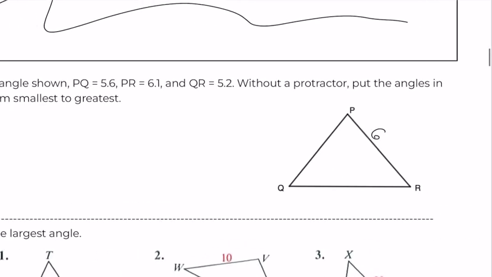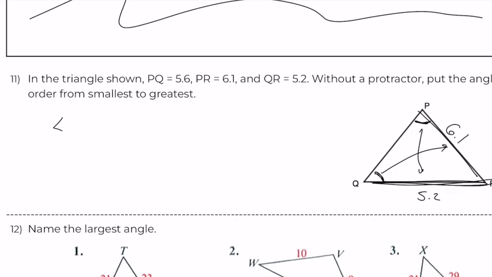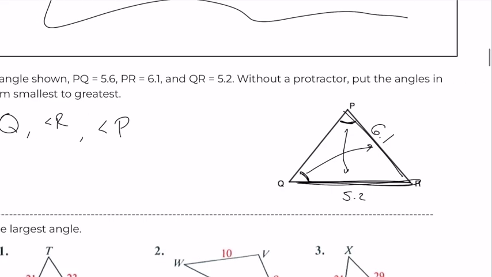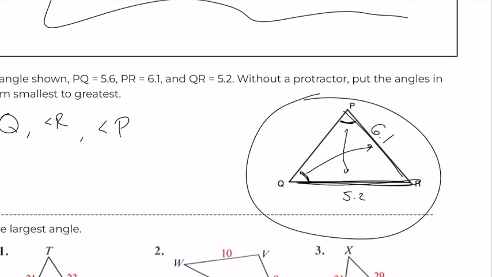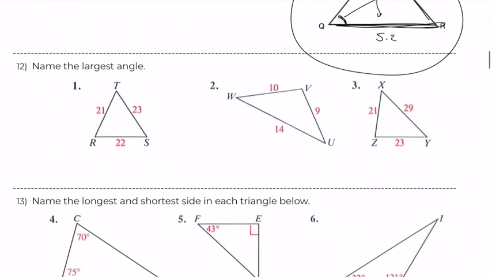Here we have PR. PR measures 6.1. So this is my longest side. So that means that this one is my biggest angle. And this one, the 5.2 QR, this is my shortest side. So that means that this is my smallest angle, no? Because this is opposite to this and this is opposite to this. So angle Q is the smallest and angle P is the biggest, and the other one has to be angle R. So in this case, don't go for your instincts, do measure it or do deduce it via the relation that we studied, no?